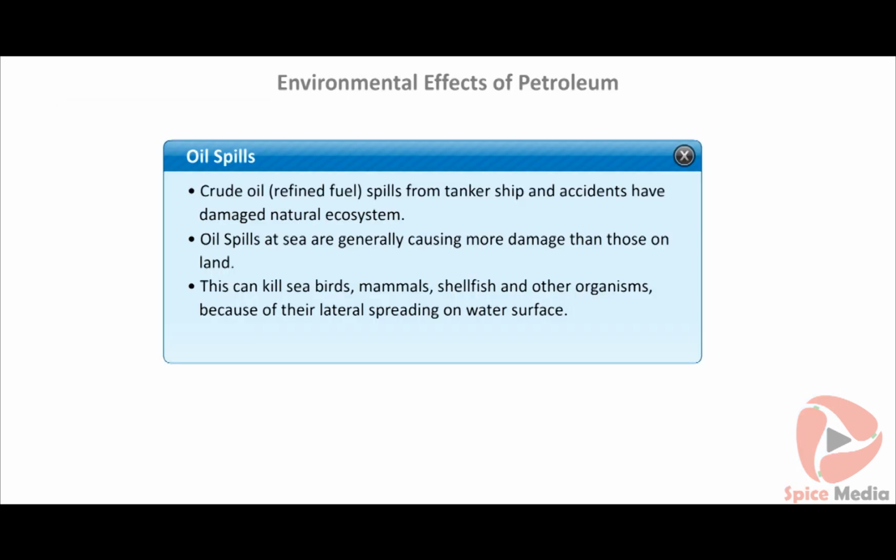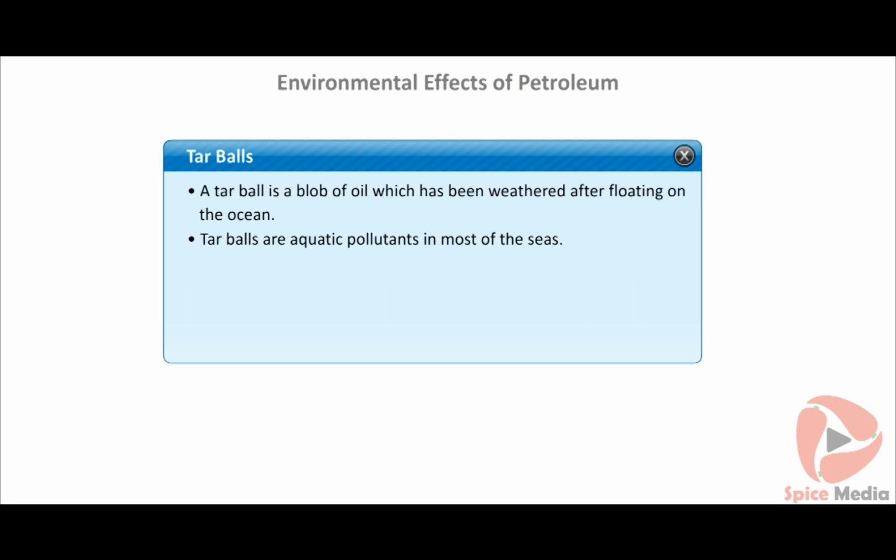Crude oil, otherwise called refined fuel, spills from tanker ships and accidents have damaged natural ecosystems. Oil spills at sea generally cause more damage than those on land. This can kill seabirds, mammals, shellfish, and other organisms because of the lateral spreading of oil on water surfaces. A tar ball is a blob of oil which has been weathered after floating on the ocean. Tar balls are aquatic pollutants in most of the seas.